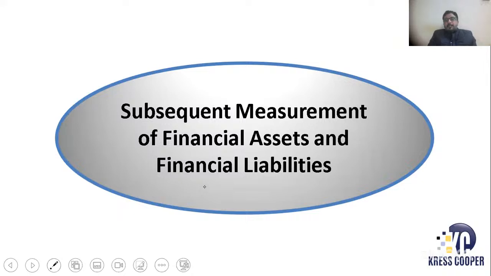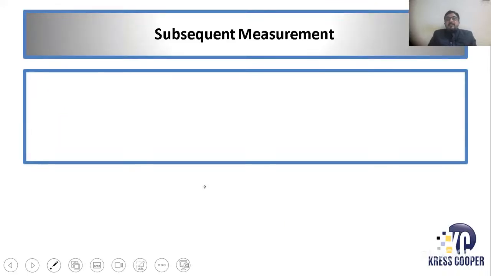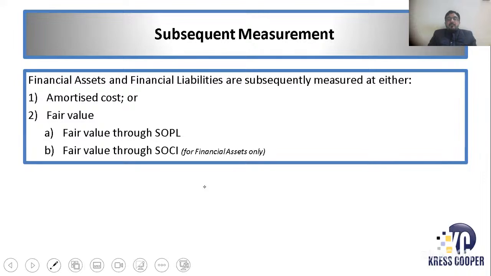Now comes the point that in subsequent reporting dates, subsequent to the initial measurement, how this financial asset and financial liability will be measured. As we have already discussed, there are 2 methods, fair value and amortized cost method. And fair value through profit or loss is one method, and fair value through OCI is a separate method.